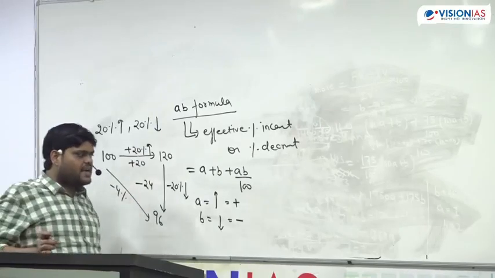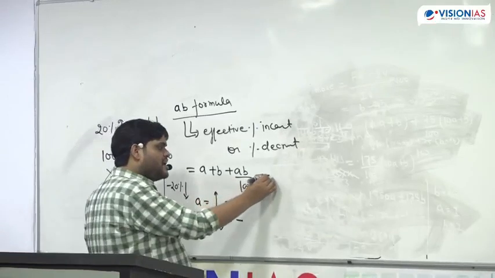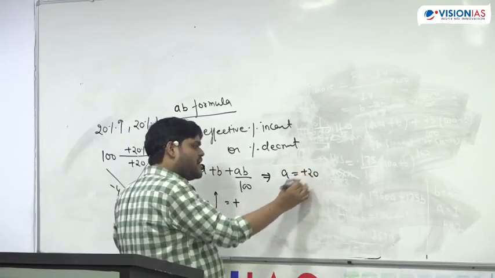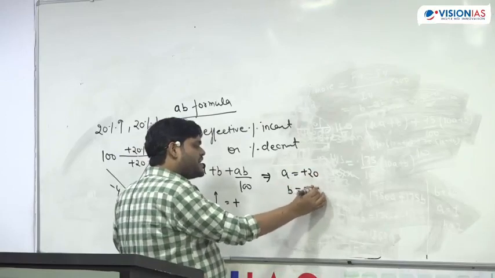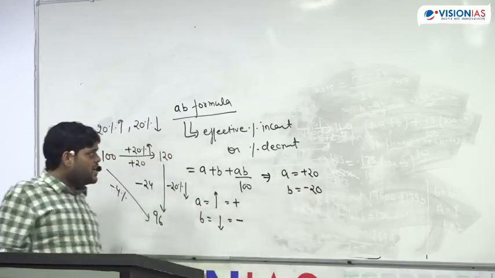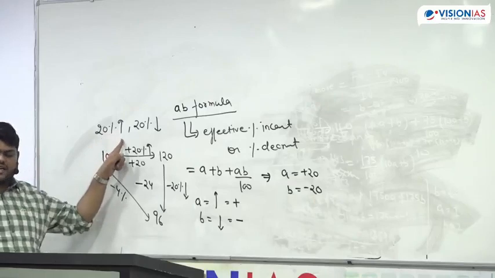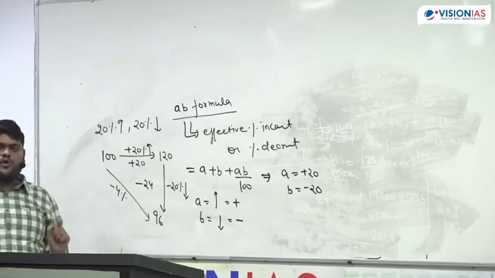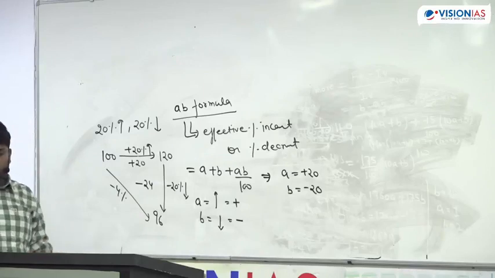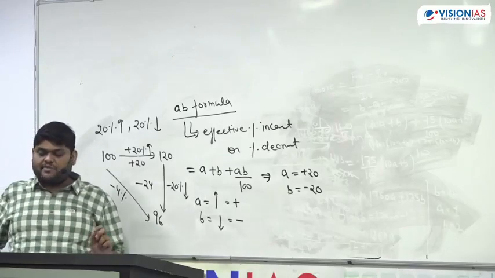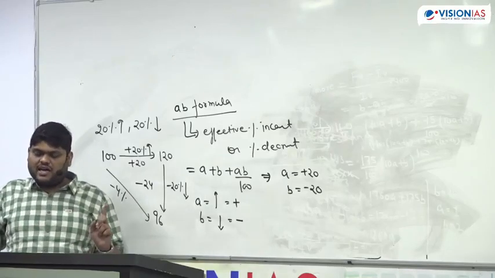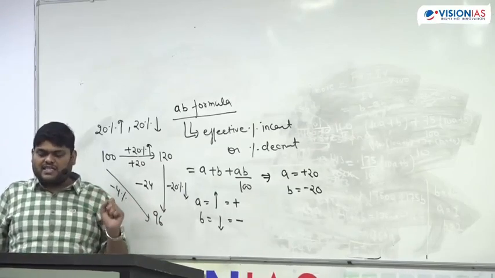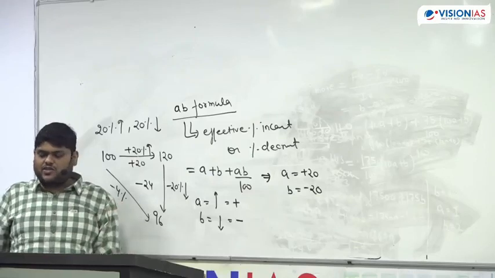How to apply the AB formula here? A is equal to plus 20 and B is equal to minus 20. Why minus 20? Because one value is increased and one value is decreased. I am getting a yes answer. Yes has given the correct answer of the previous question.